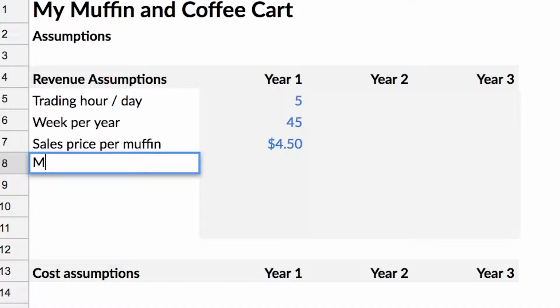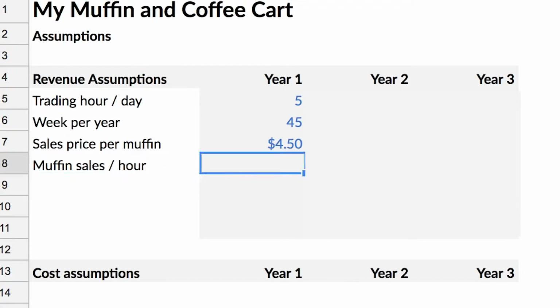Let's think about how many muffins we're going to sell. So let's add an assumption for muffin sales per hour. And let's assume we can sell 15 muffins an hour.